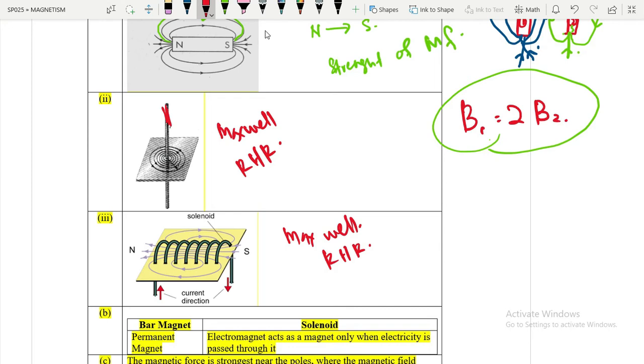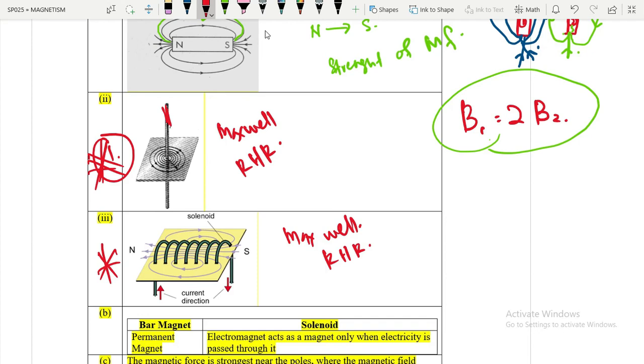So aku highlightkan ini adalah Maxwell right hand rule in order for you to determine the direction of magnetic field around a wire and solenoid. Okay, so ini adalah kita punya highlight for this chapter. Okay, ini 2 ni adalah kita punya highlight for this chapter. So korang kena mahir macam mana nak tahu dia punya direction.